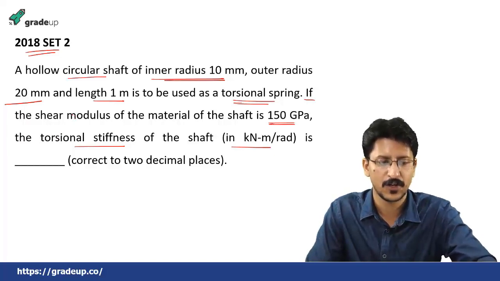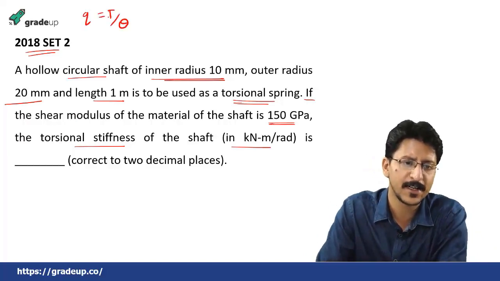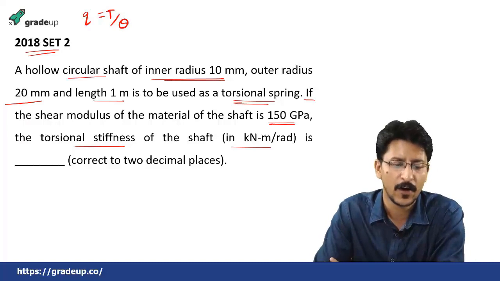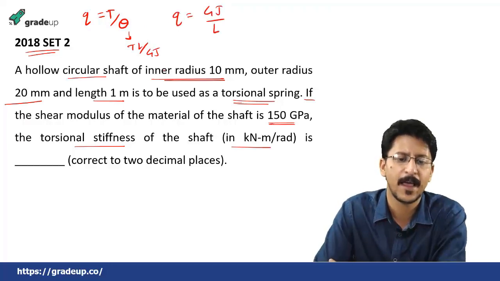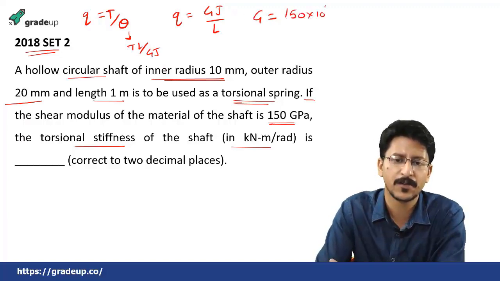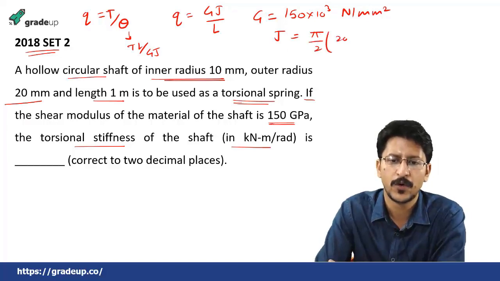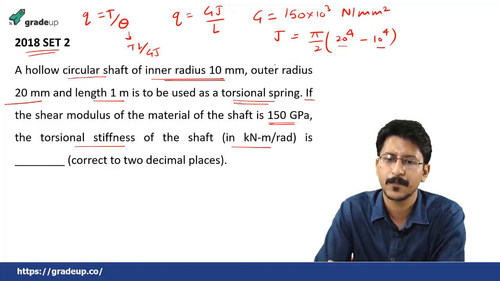It is very simple. The torsional stiffness is given by Q, that is equal to T by theta, the torque required per unit angle of twist, and this is equal to TL by GJ. So on substituting this, you will get the torsional stiffness as GJ by L. Just simply substitute the values. G is equal to 150 into 10 to the power 3 megapascal or Newton per mm square. J is pi by 2 into 20 to the power 4 minus 10 to the power 4, since this is given as the radius.